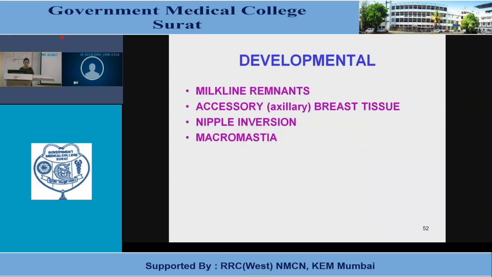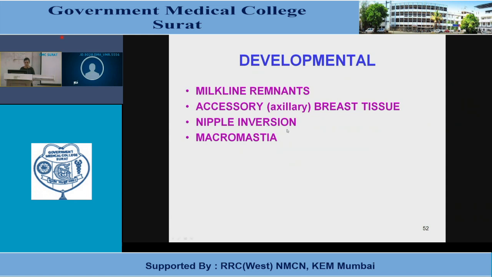So there are milk line remnants. There can be accessory nipple tissue, there can be accessory breast tissue. So usually accessory breast tissue is encountered within the axillary area. So sometimes we are not sure whether this axillary tissue is basically only fat or breast tissue. Sometimes on aspiration you can have the normal glandular tissue from this area, and sometimes it is possible that the main breast is uninvolved, but these accessory breast tissues are having infiltrating ductal carcinoma within them.